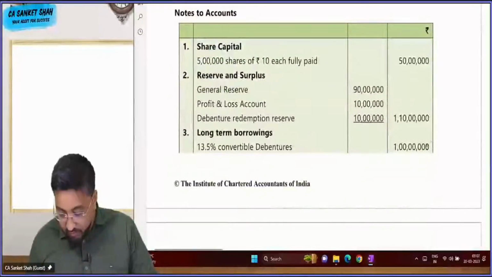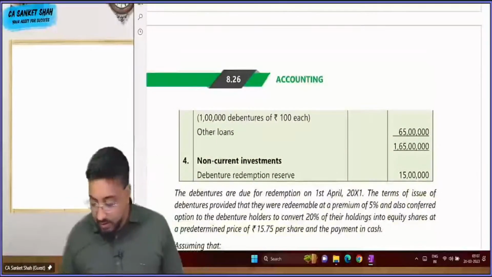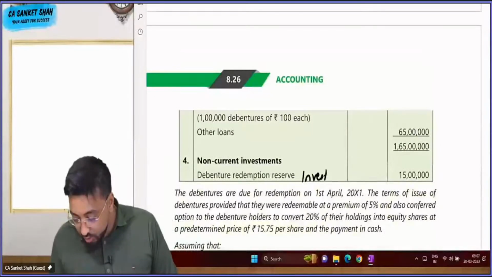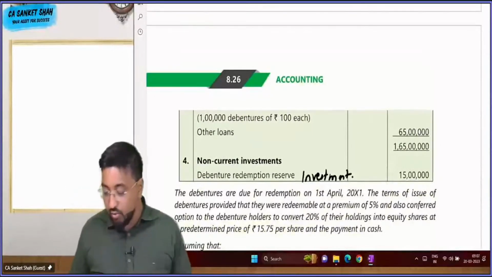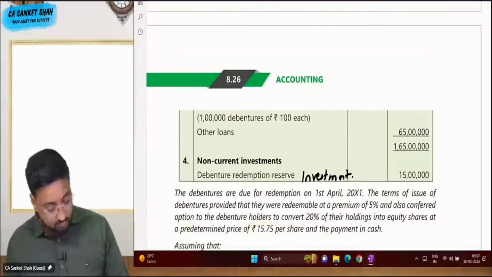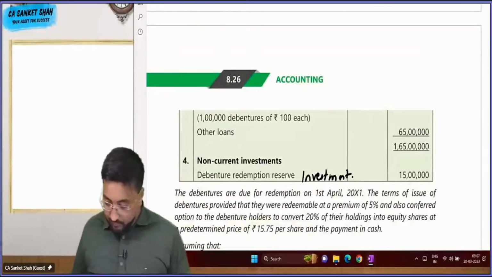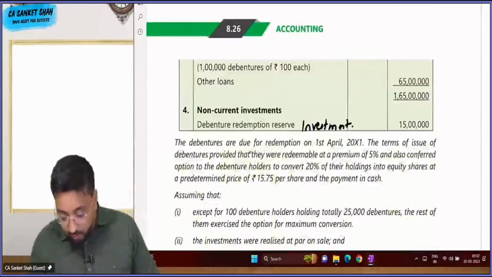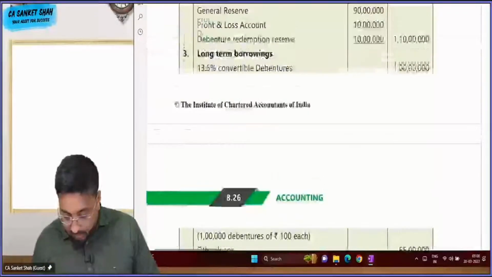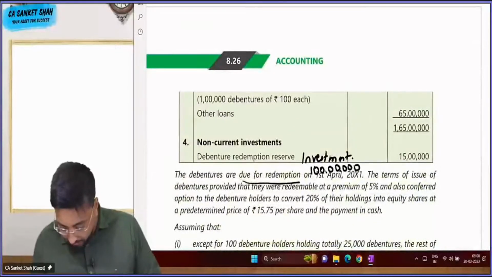डिबेंचर्स कन्वर्टिबल 1 crore का 10%, ओके। एंड 15% डिवेंचर रिडम्पशन रिजर्व इन्वेस्टमेंट लिखो, इसको गलती से डिवेंचर रिडम्पशन हुआ है, डीआरआर इन्वेस्टमेंट लिखो उसको, डीआरआर इन्वेस्टमेंट. The debentures are due for redemption. How much amount? 1 crore rupees. 1 CR we have to pay them.